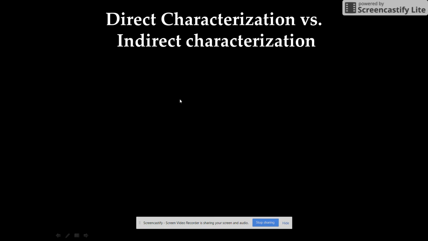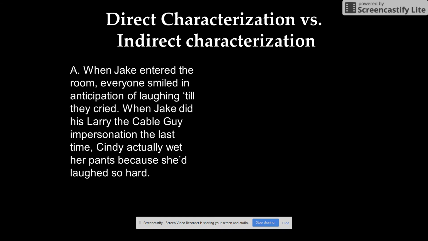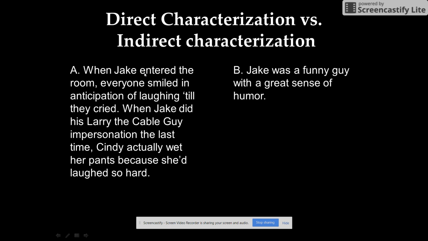We can also talk about direct characterization versus indirect characterization. So, for example, when Jake entered the room, everyone smiled in anticipation of laughing till they cried. When Jake did his Larry the Cable Guy impersonation the last time, Cindy actually wet her pants because she laughed so hard. Now, we can infer from this that Jake is probably pretty funny without the author directly telling us that he's funny. That's indirect characterization, okay?